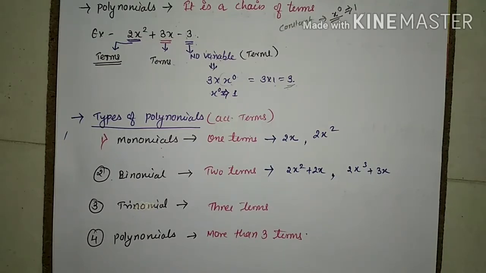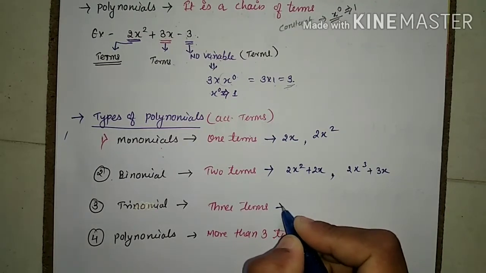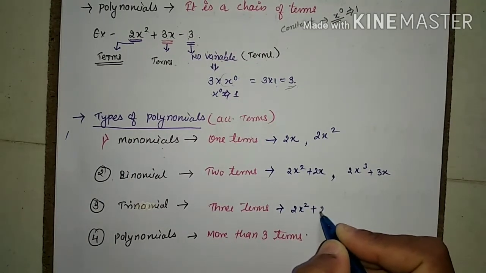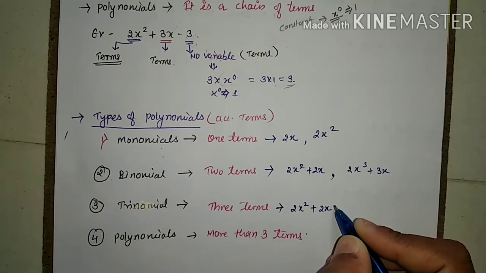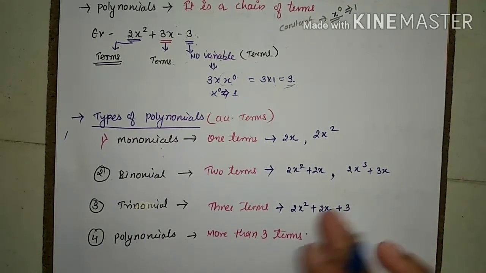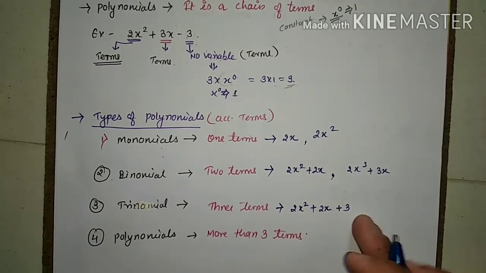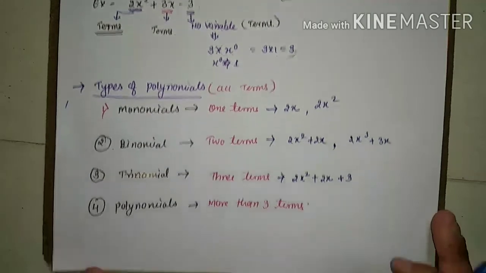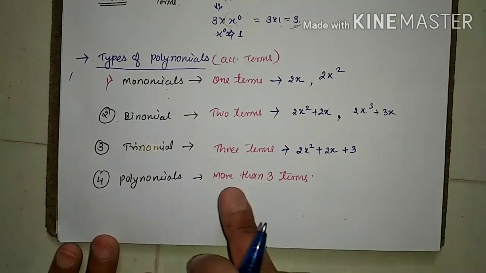Trinomial, T-R-I-N-O-M-I-A-L. Trinomial means three terms. Three terms in the sense 2x^2 + 2x + 3. You can see 1, 2 and 3. How many terms do I have? 3 terms. So this is called a trinomial. Is it clear? Next one is polynomials.